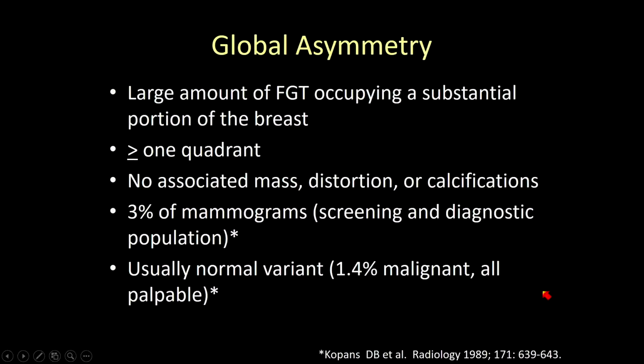So a global asymmetry, as we know, is a large amount of fibroglandular tissue, typically occupying a quadrant or more of the breast. It should have no associated mass, distortion, or calcifications with it. It is found in about 3% of both screening and diagnostic mammograms in a pooled population in Dan Copan's study, and it's usually a normal variant, and it's rarely malignant as well unless it's palpable.